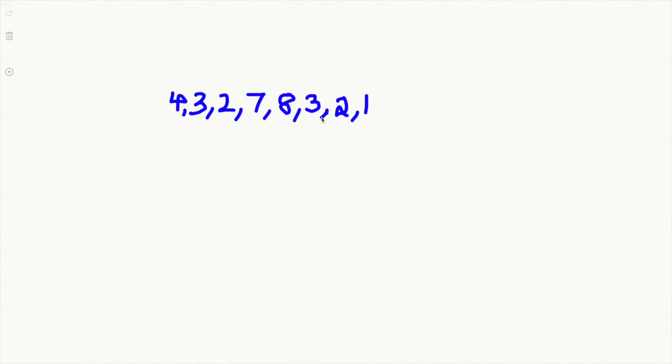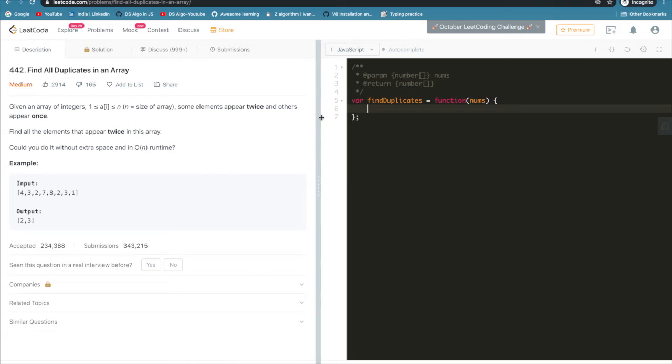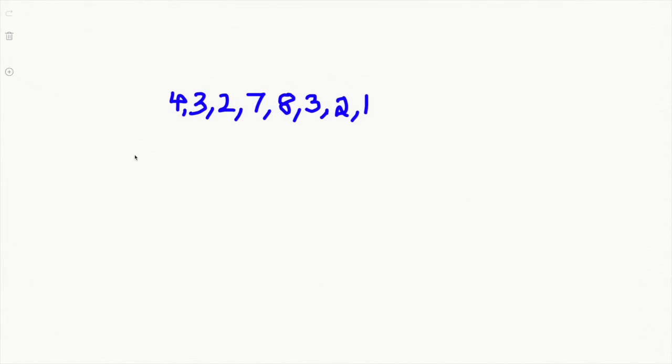So it's said that the element values will be from 1 to n, n being the size of the array, and there are some elements which appear twice and others which appear once. So our job is to find those elements which appear twice and print them in an output array. So here it will be 3 and 2, because we have 2 times 3 and 2, so we have to print 2, 3.